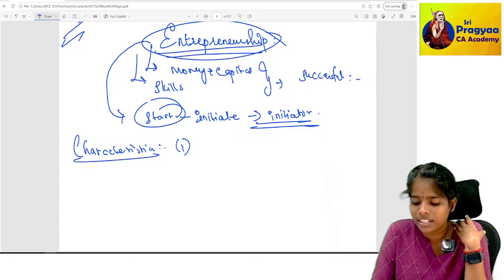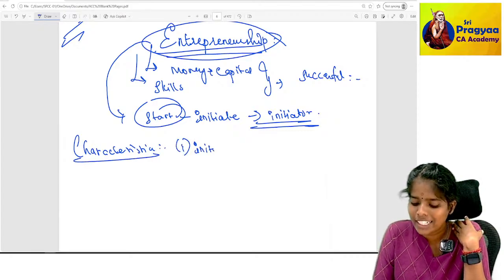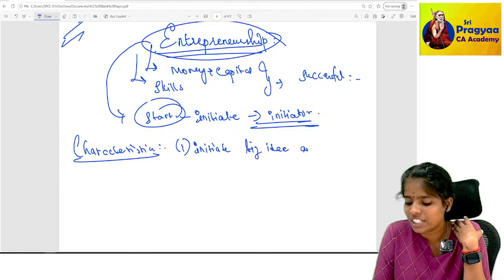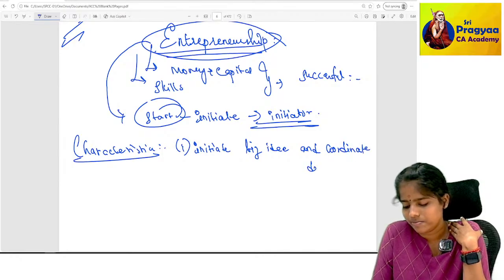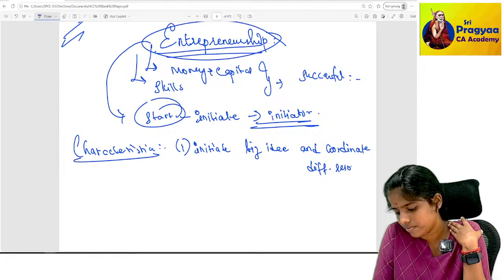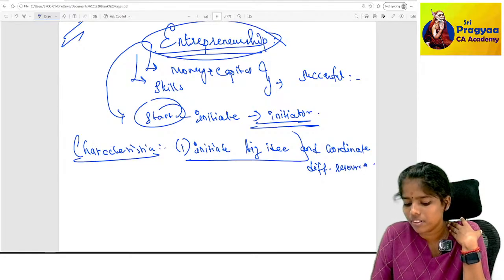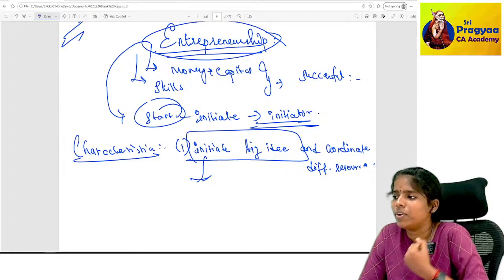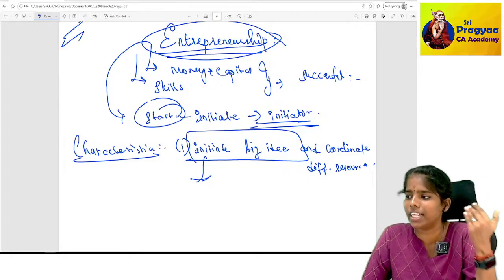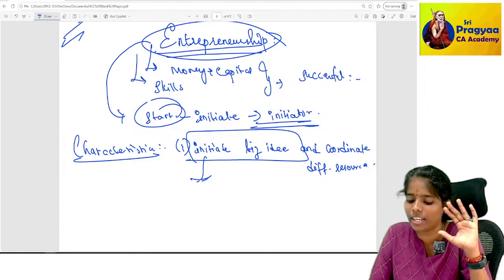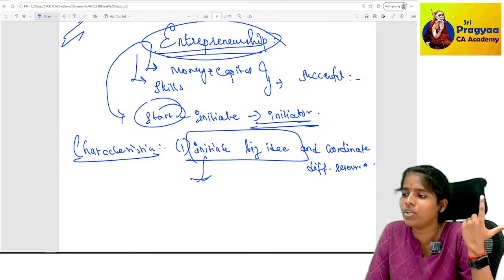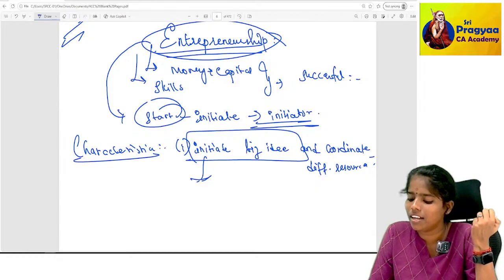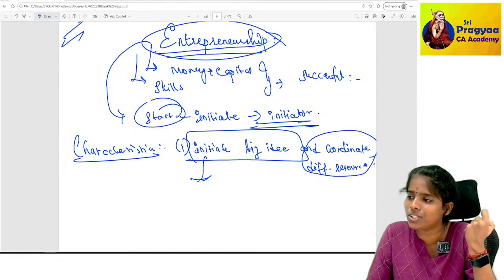As I already said, an entrepreneur has to initiate the business idea and coordinate the different resources. He will tell what business I am going to be in. The entrepreneur is the one who makes that decision: what business we can do and how we can do it. He will initiate the idea. How am I going to run my business? He will tell the idea, and he will also coordinate between the different resources which are available.